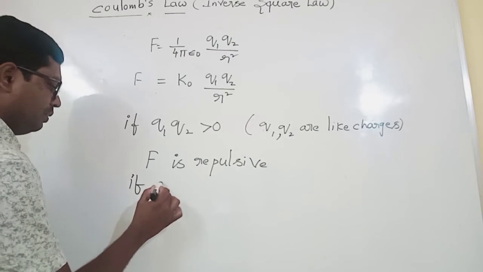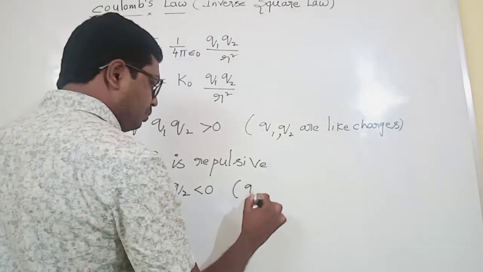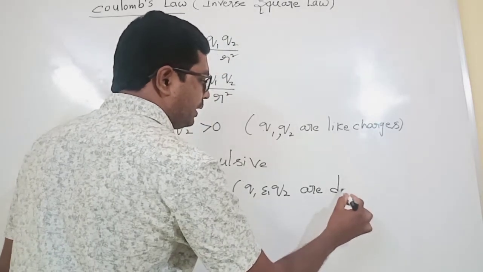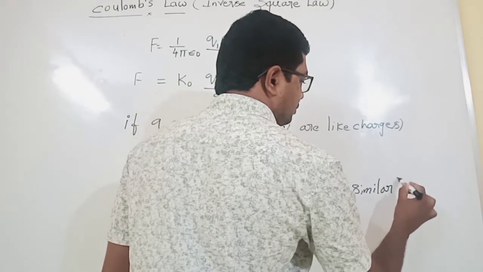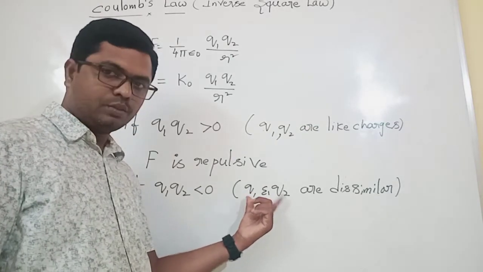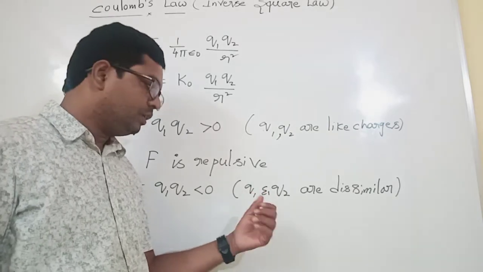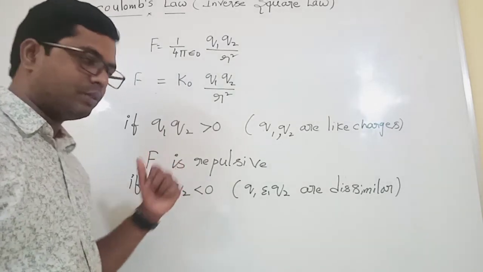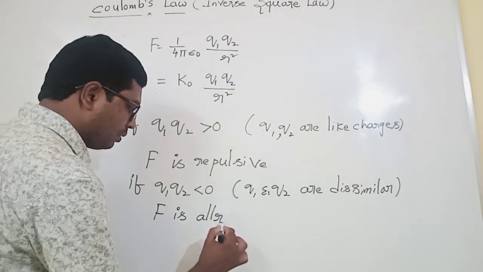If Q1 Q2 is less than 0, it means Q1 and Q2 are dislike charges, dissimilar charges. Dissimilar in the sense one is positive and the other is negative, or one is negative and the other is positive. Positive into negative is less than 0, negative into positive is less than 0. That is, when Q1 Q2 is less than 0, then the force is an attractive force.